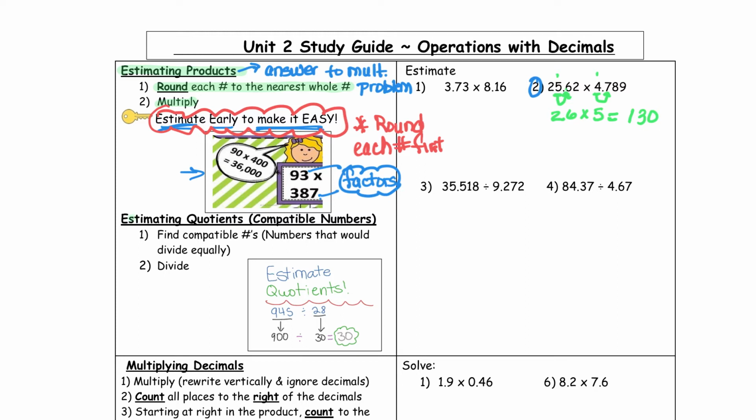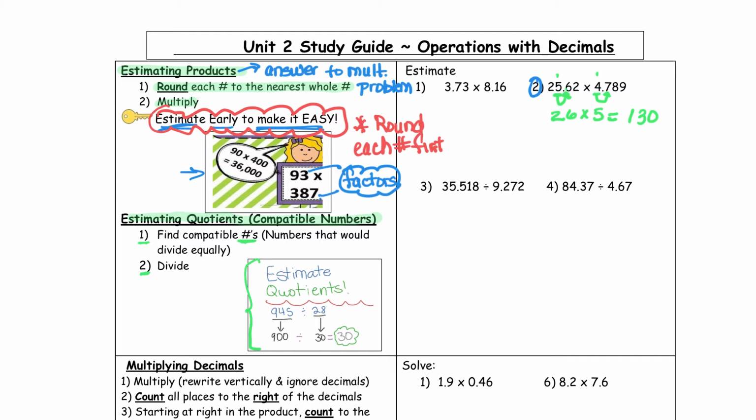The next topic is estimating quotients or using compatible numbers. So basically, this here is the section where you would be dividing. The first step is to find compatible numbers, and we talked about compatible numbers in class. Compatible numbers are numbers that would divide equally with no remainder. And with estimating quotients, when you're trying to get something that's compatible, there is more flexibility. It does not follow the same rules as estimating products. So for number 1, step 1, it says find compatible numbers, numbers that would divide equally, and step 2, actually divide.